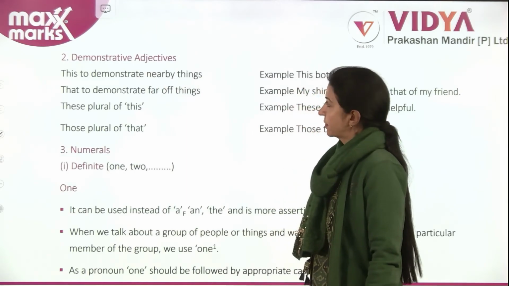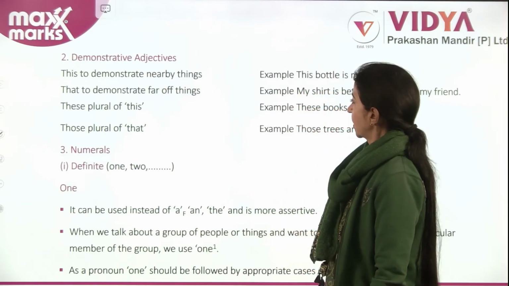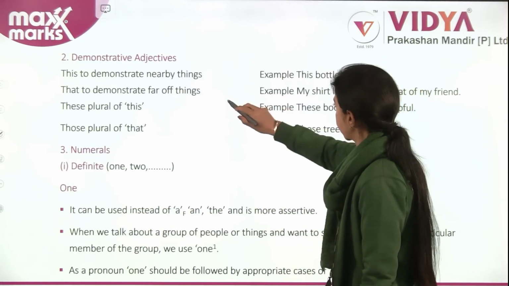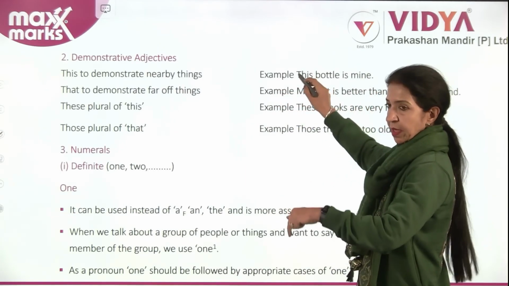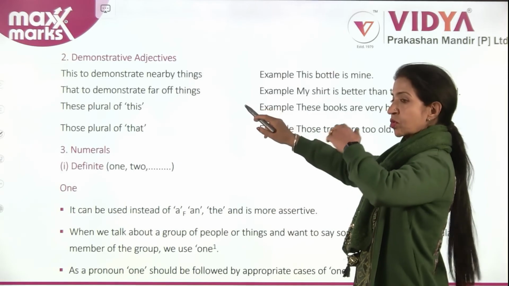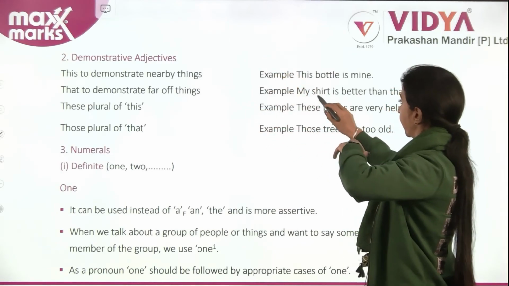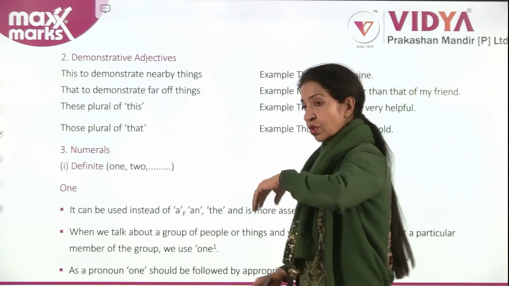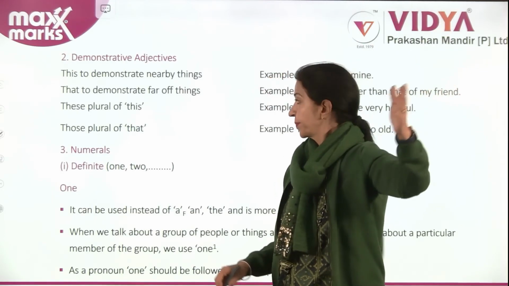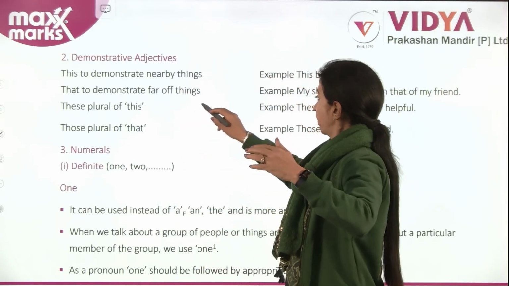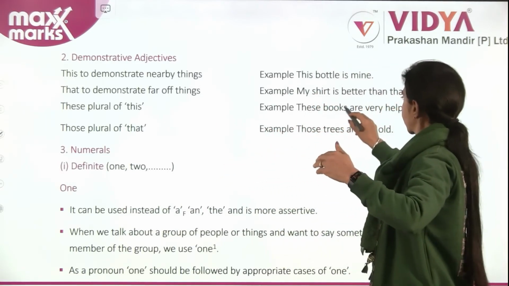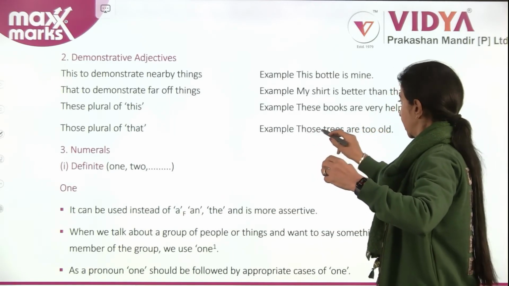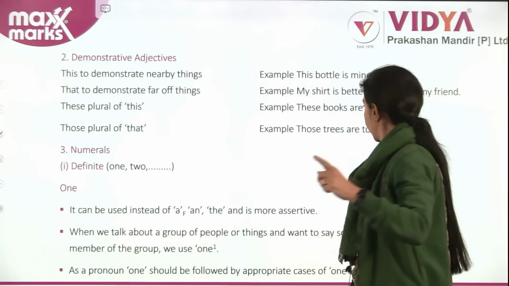Now the demonstrative adjectives. This is to demonstrate nearby things. Example, this bottle is mine. That is to demonstrate far off things. Example, my shirt is better than that of my friend. These, plural of this: these books are very helpful. Those, plural of that: those trees are too old.